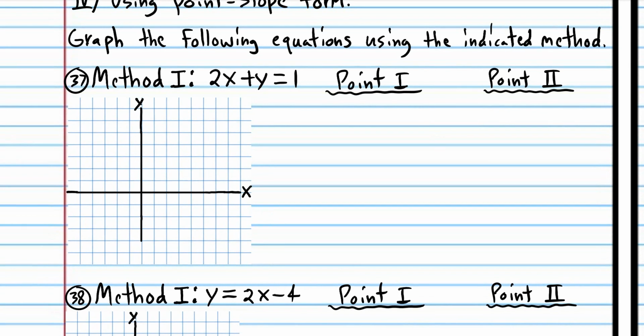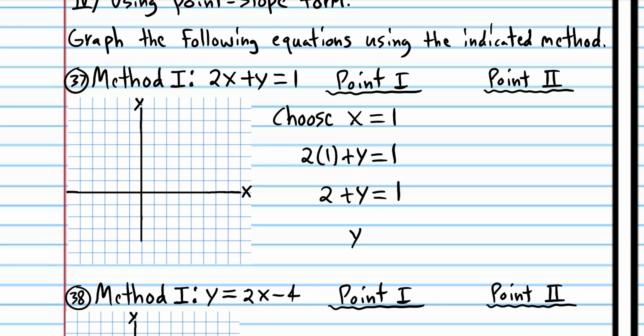Let's see, I'm going to say x is equal to 1. That was just a random x value that I chose. So now I'm going to plug that into this equation. So now we're going to plug it into the equation. So we have 2 times 1 plus y is equal to 1. 2 times 1 is 2. Subtract 2 from both sides, and we have y is equal to -1.